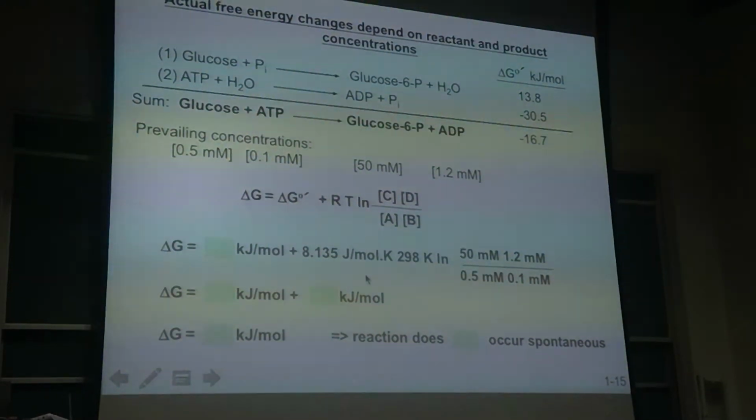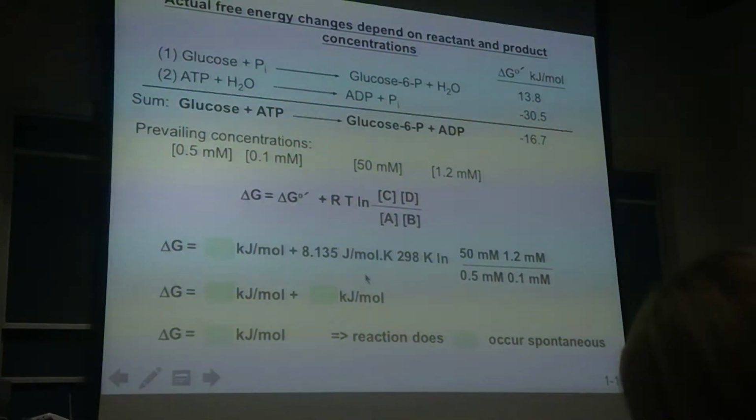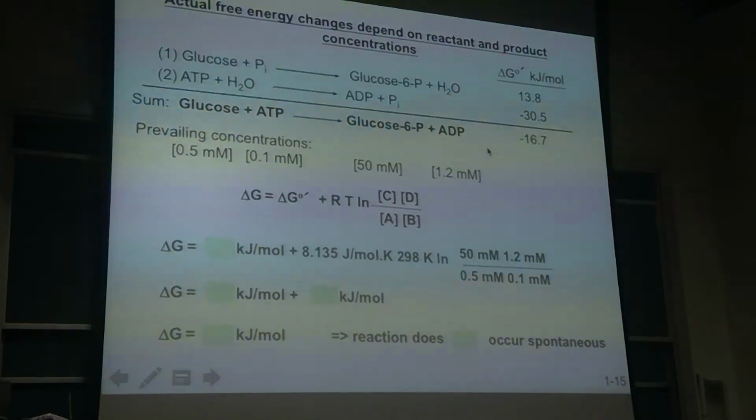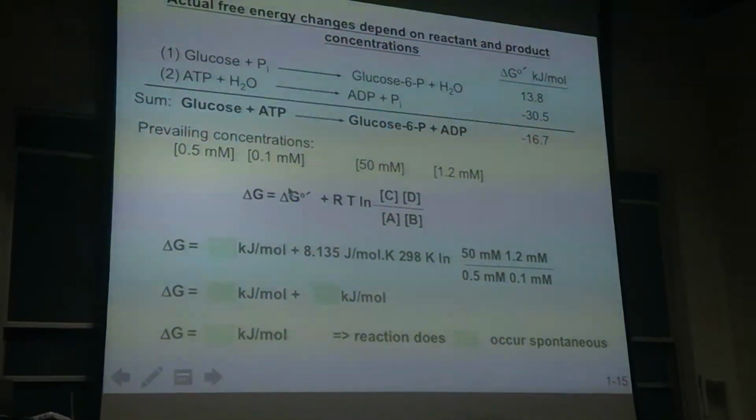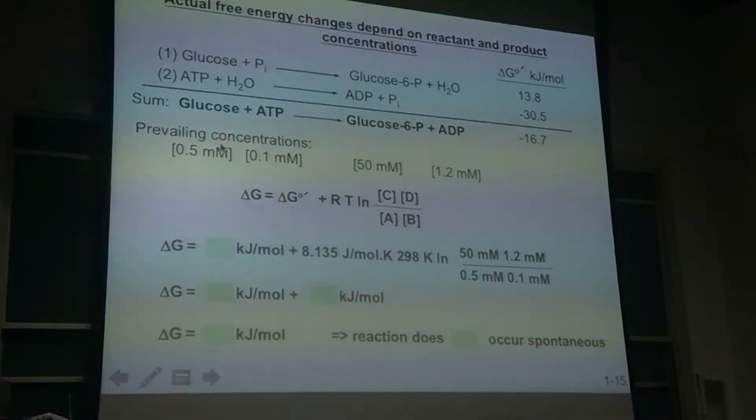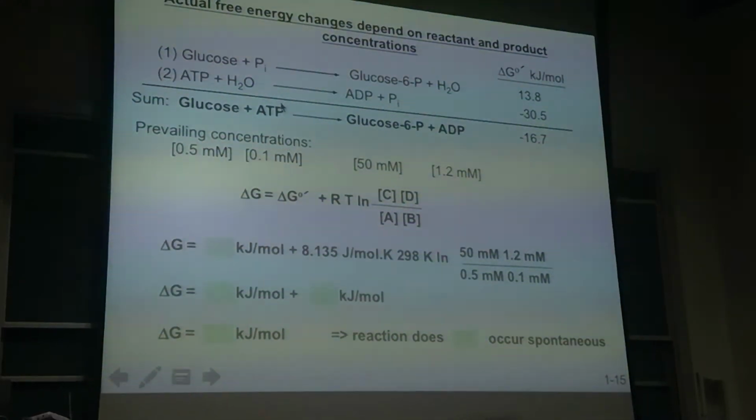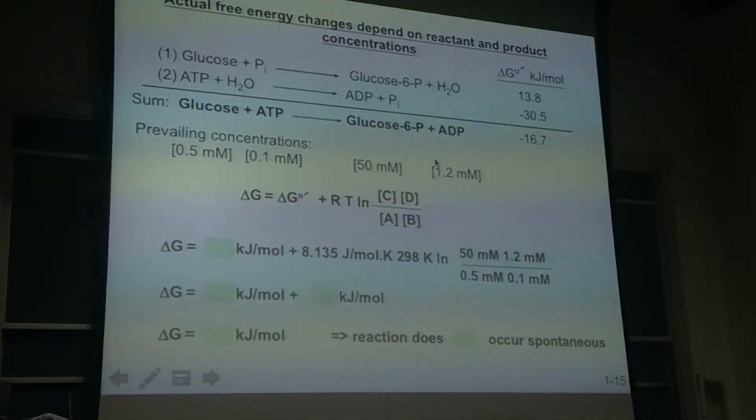So if we have this situation like we looked at before, we already know that it should be favorable under standard conditions. But we haven't looked at normal conditions. So now I'm giving you normal conditions, 0.5, 0.1, 50, and 1.2. And so we plug it in here. So what should go here, first of all? What's the delta G prime?